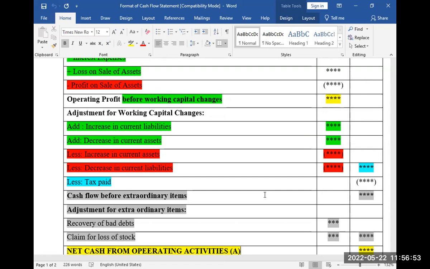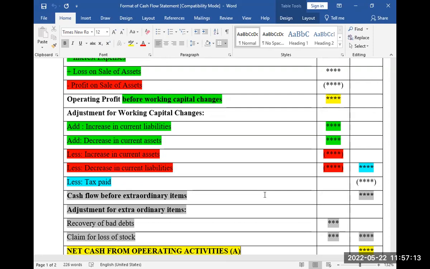I once again repeat it. The cash flow from financing and cash flow from investing are simple. That can be known from comparing the balance sheet of last year and current year, only the items of non-current assets and non-current liabilities. But the only thing is operating activity cash flow, we have to find it out.